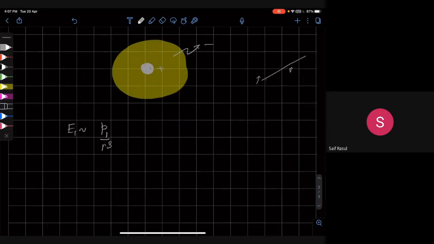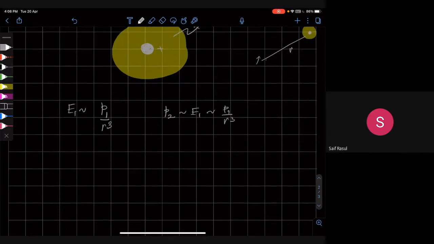Now, if you bring another atom within this electric field, so suppose that there is an atom over here with its own cloud of electrons around it, then this electric field is going to induce a dipole moment in that atom. And so if that dipole moment in that atom is P2, it's going to be proportional to the first electric field, which is P1 over r cubed.